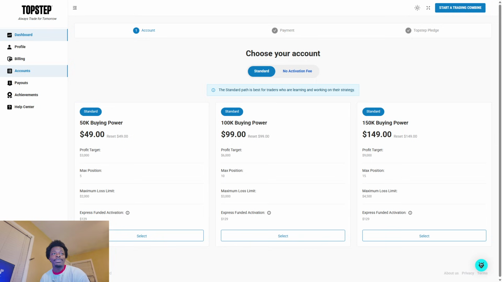I just want to go over TopStep's new rules that they added to their payout system and their no activation fee accounts and their standard accounts. So yeah, that being said, I won't take much of your time.